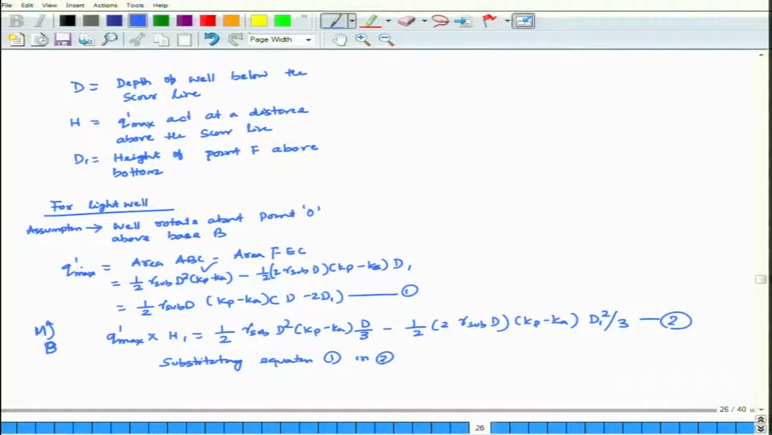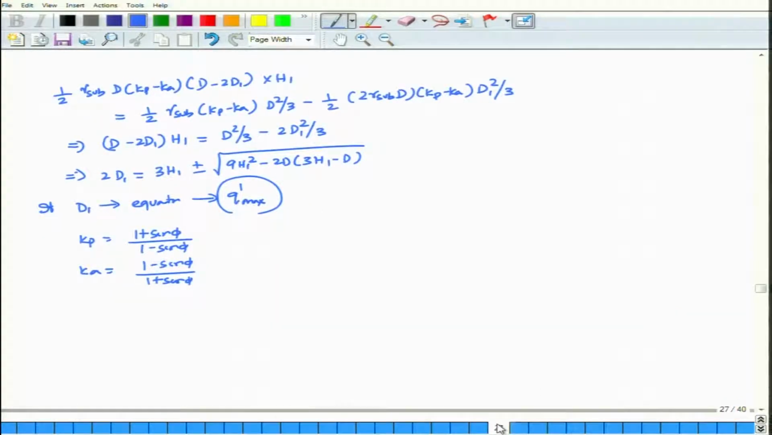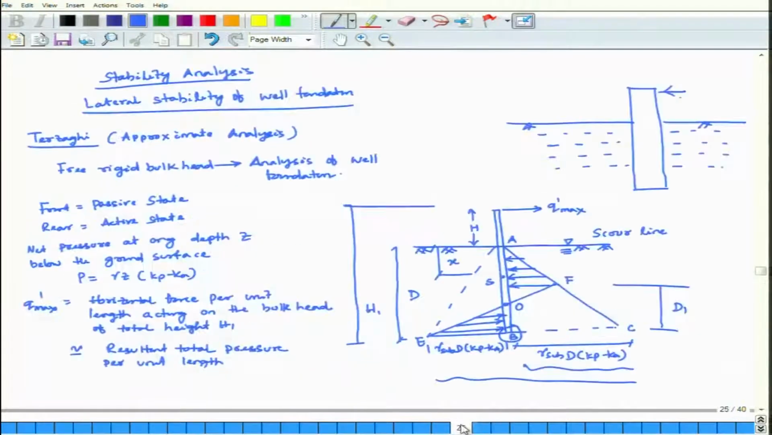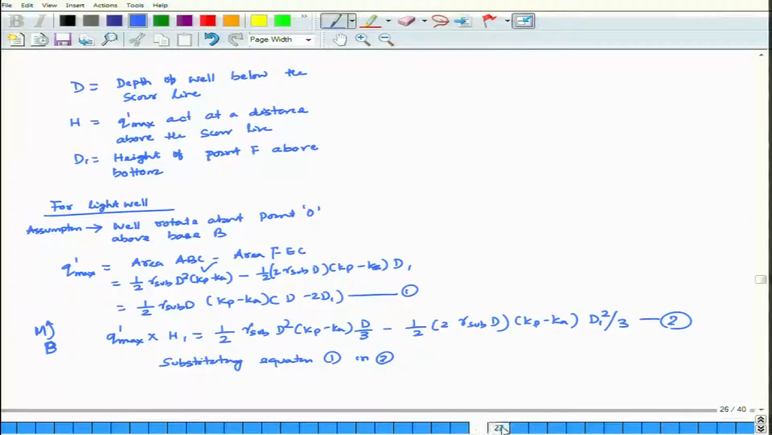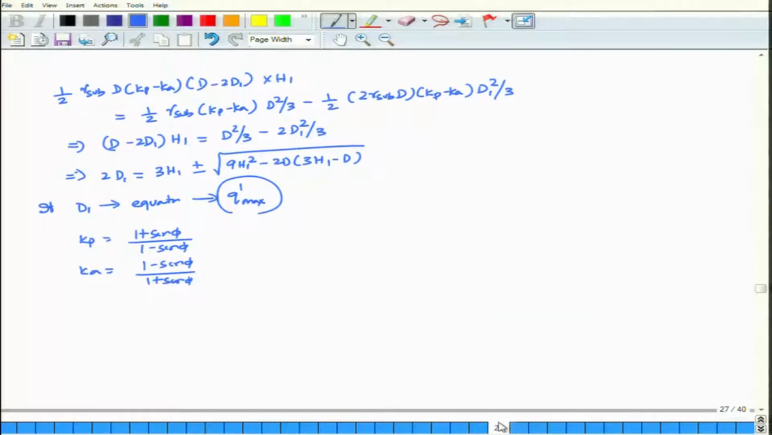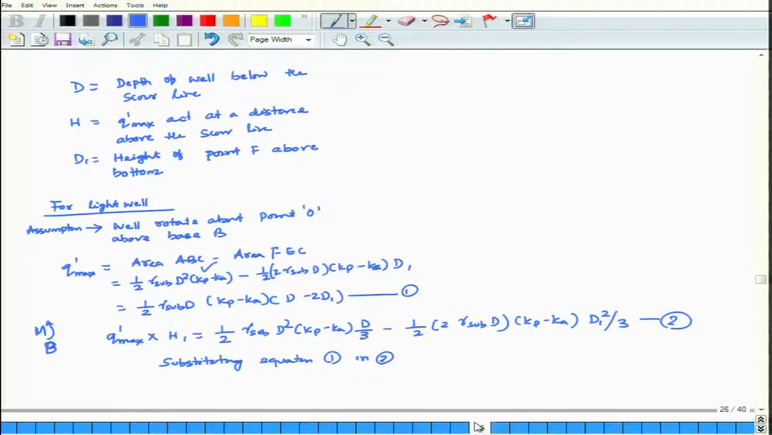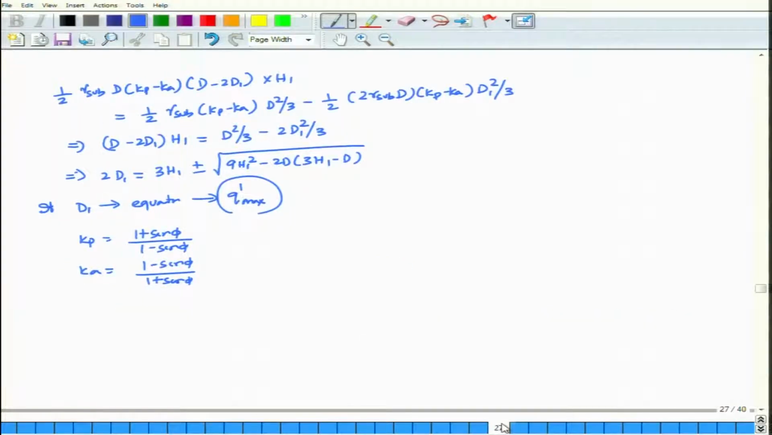Then substituting Q maximum from equation 1 in equation 2, I am supposed to get the value of d1 in terms of h1 and d. The value of d1, that means where your point of rotation is, I can find out d1 in terms of d and h. Then once you get d1, you can put the value of d1 in equation 1 and find out the value of your maximum lateral load. Kp and Ka you can get.